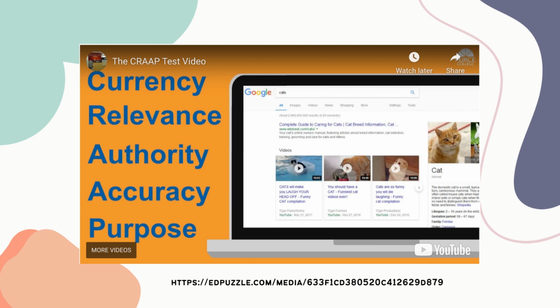The video went over currency, which is whether the information is timely or up to date; relevance, if the information answered our research questions; authority, who created the information and who sponsored the site; accuracy, were we able to verify the content of the information; and purpose. Why does the website exist? Or we can figure this out by looking at their about page if we aren't sure what the purpose is.